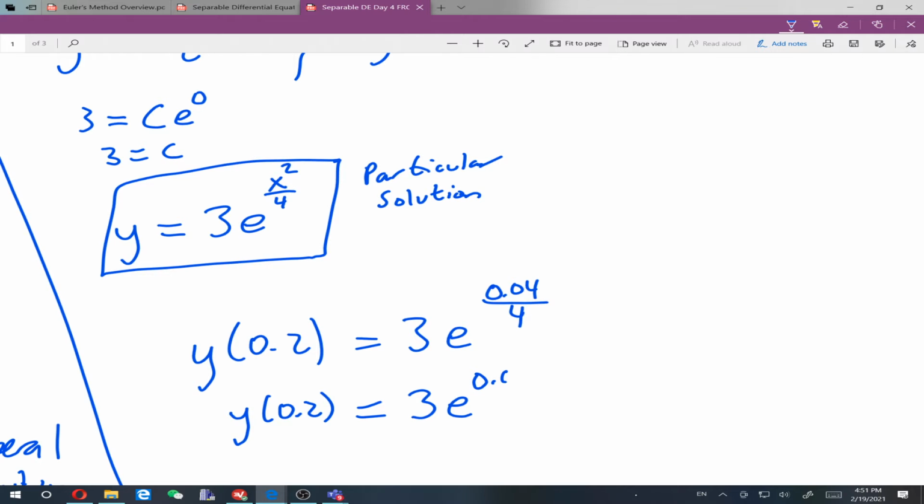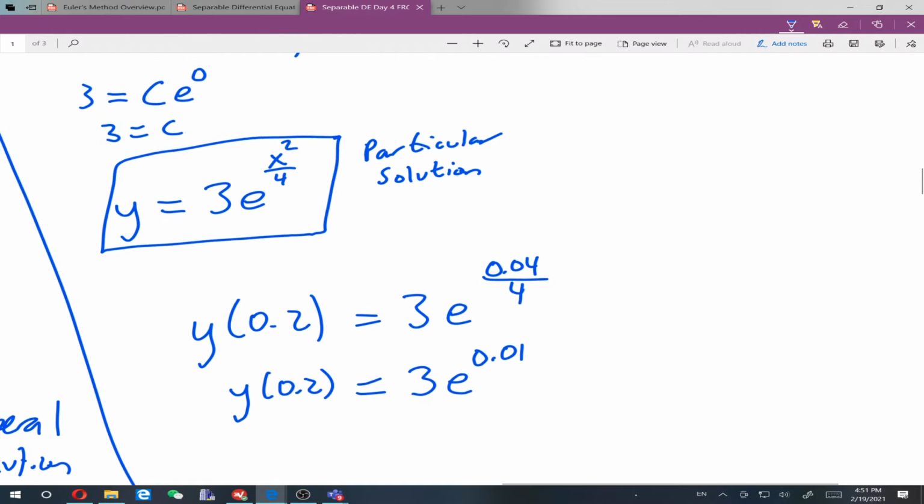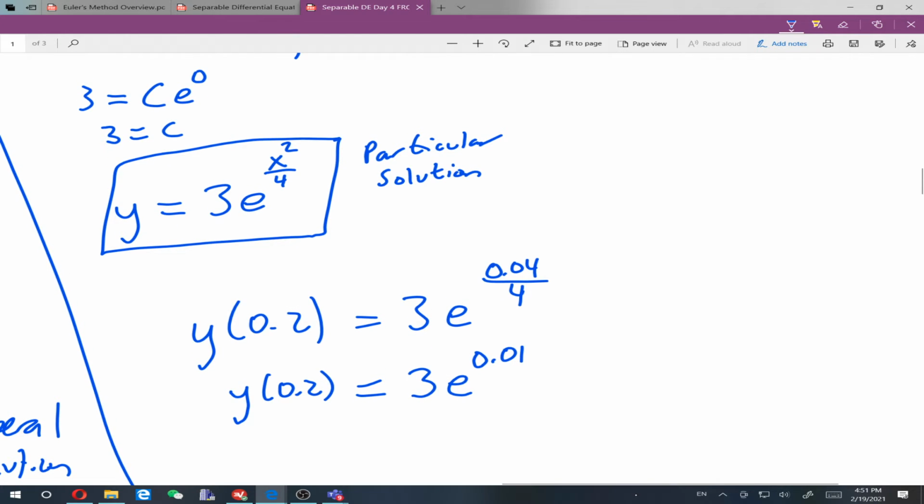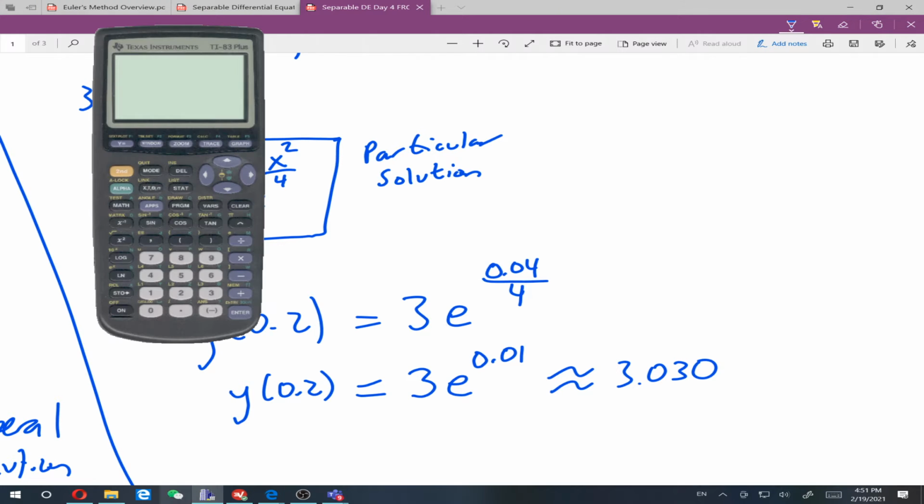0.01. So this is going to be 3e to the 0.01. I think that's as far as I'd go without a calculator. I might rewrite this as 1 over 100, but if we had a calculator, then this will end up being around 3.030-ish, I think. Yeah. Looking at notes from last time, but I'll do that again just to double check.